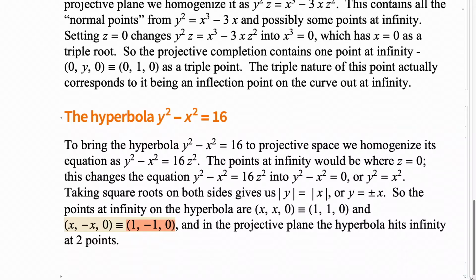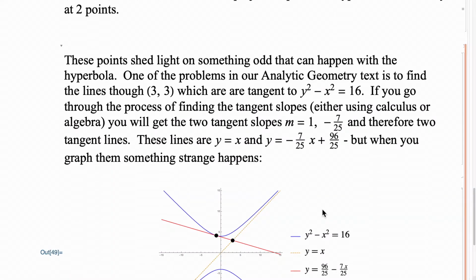Now, it turns out there's something neat about this, which actually solves a problem in one of our other textbooks. These points actually shed some light on something that happens with the hyperbola. In our analytic geometry text, there's a problem to find all of the lines through 3, 3, which are tangent to y squared minus x squared is 16. If you go through the process of finding the tangent slopes, which is fairly easy if you use calculus and a little bit harder if you use pure algebra, you'll find that there are 2 tangent slopes. m is 1 and negative 7/25, and therefore 2 tangent lines.